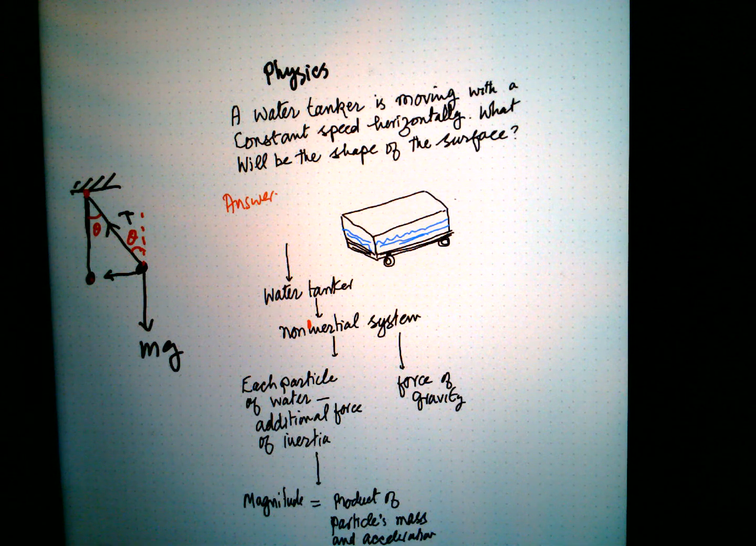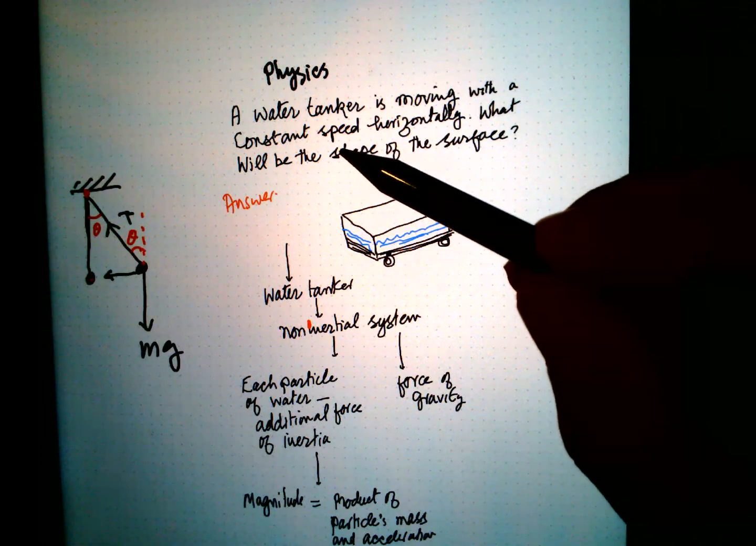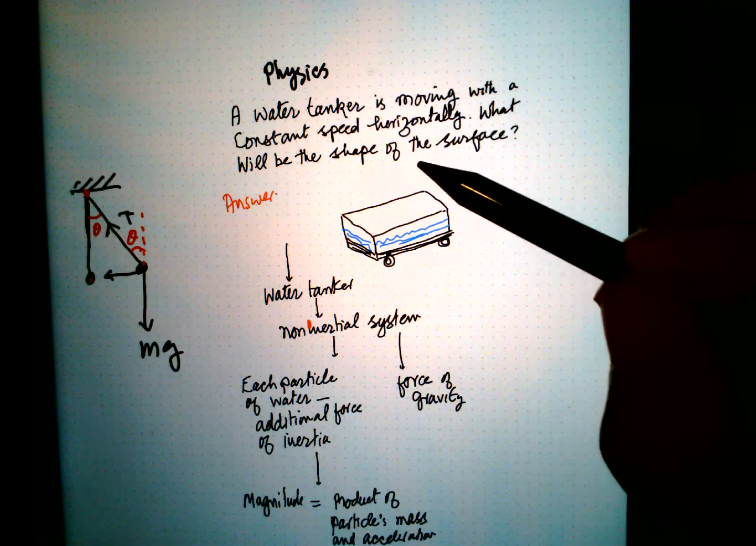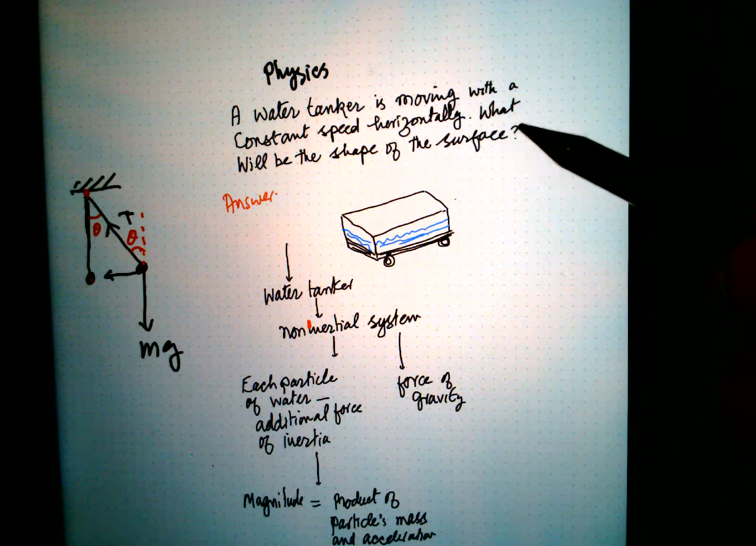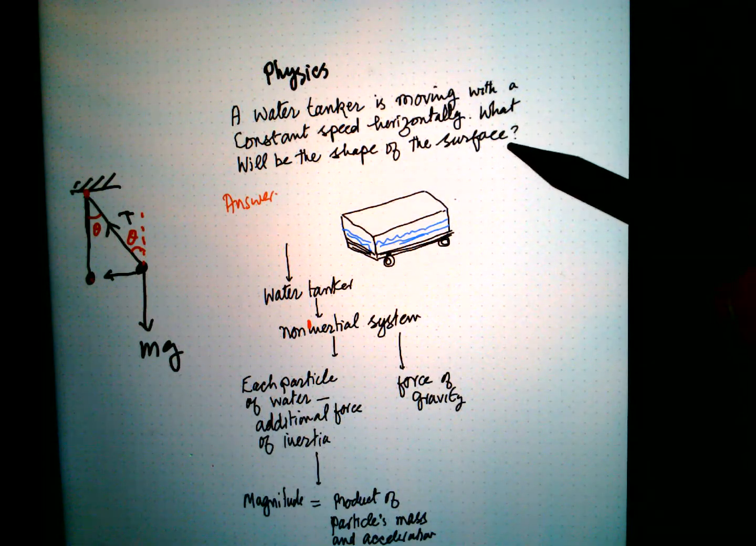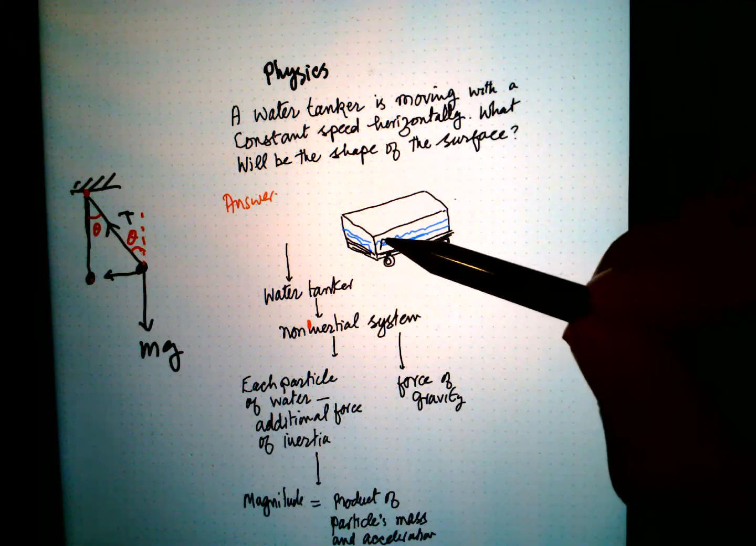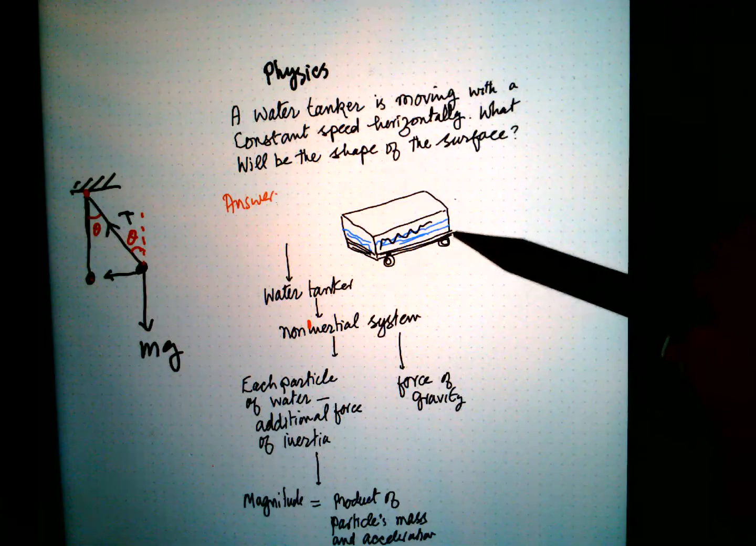Physics. The question is: a water tanker is moving with a constant uniform speed horizontally. What will be the shape of the surface wave on the water? So that will be the surface wave. That will be the shape we want to find out.